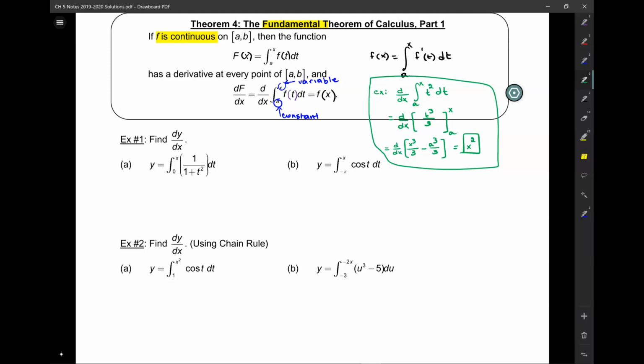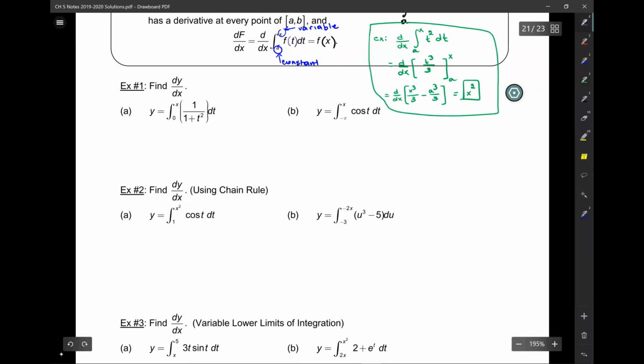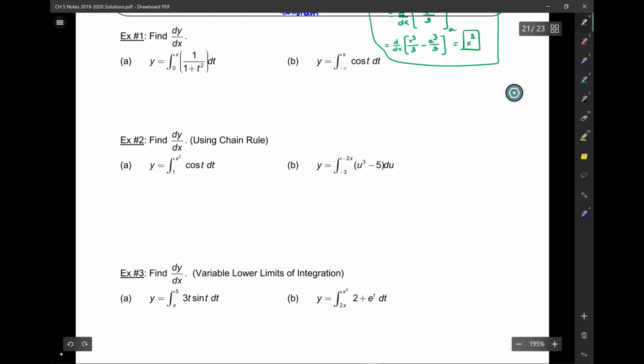We're cool? Okay. So here I have y equal to this integral. Now I need to find the derivative of this integral. Okay? Derivative, integral. Integral is antiderivative. Derivative of antiderivative is the same function, but with the new variable. All right? So let's do one.